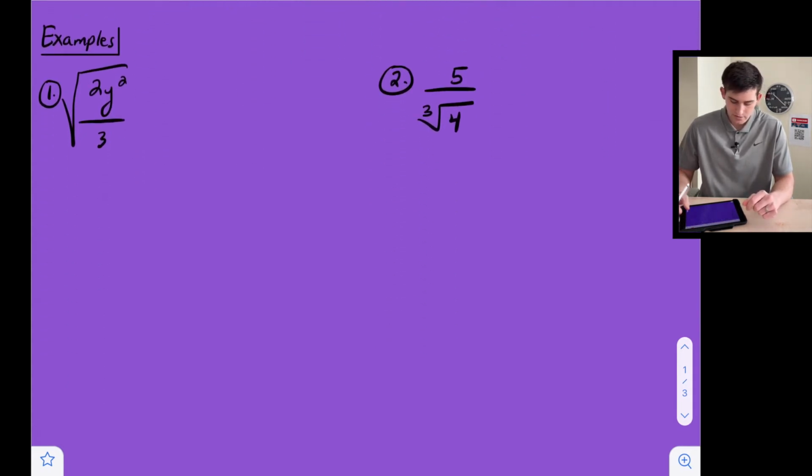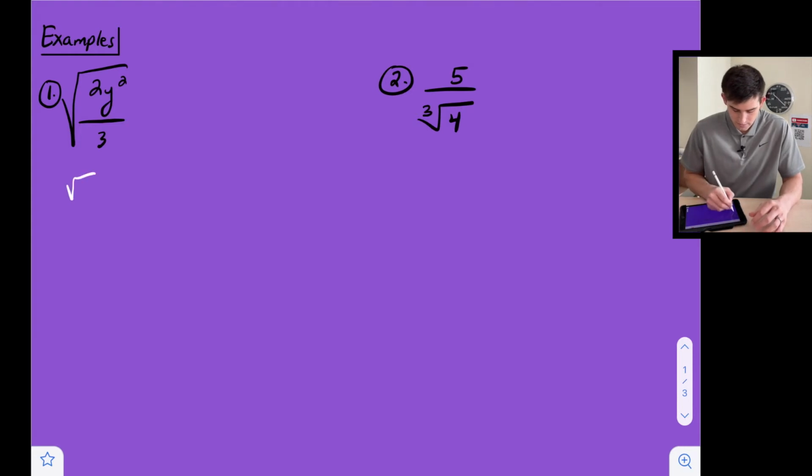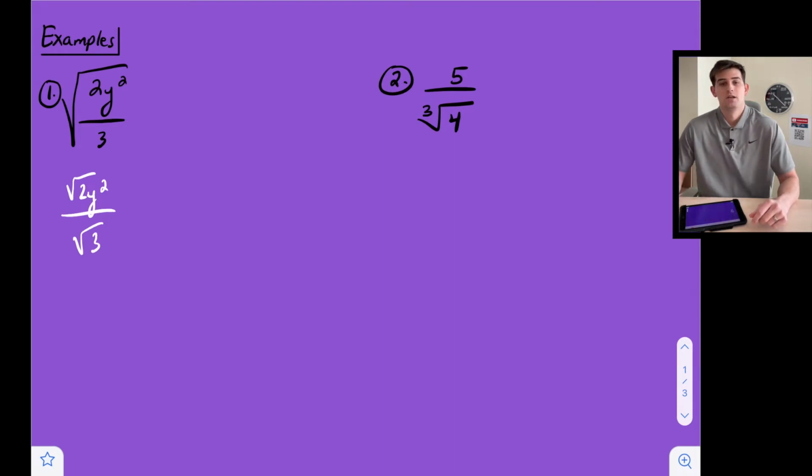So let's start off with these two examples. Example number 1, we have the square root of 2y squared divided by 3. First thing I'm going to do is separate this, and I'm going to say the square root of 2y squared divided by the square root of 3, okay? Now, I can go ahead and simplify the square root of y squared on the top, but I'll just go ahead and rationalize this denominator.